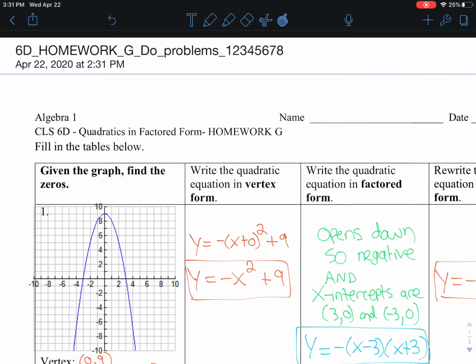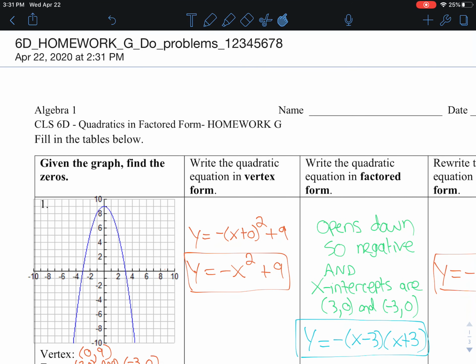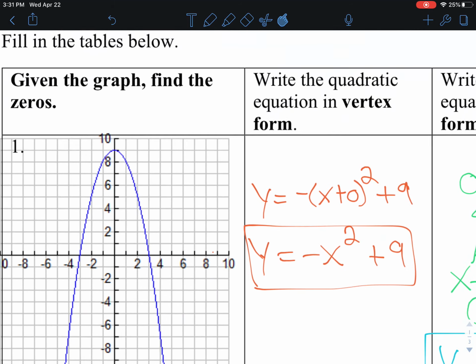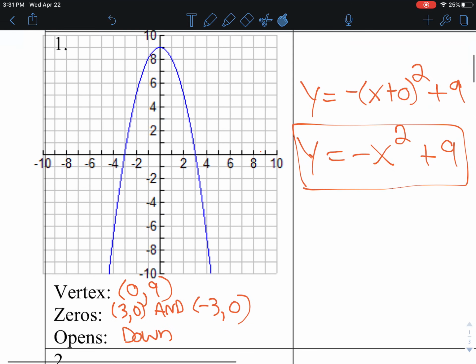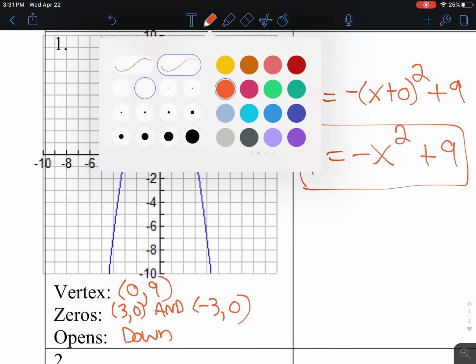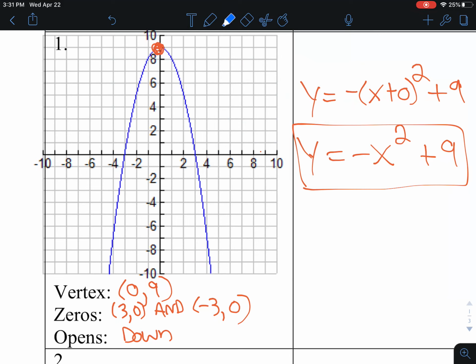And number one, again, you're given the graphs, and you have to write the quadratic equation in all three forms. So if you look here, the first thing you have to be able to recognize is the vertex. The vertex, again, is 0, 9, which is that point up there. My zeros, 3 and negative 3, are right here and here. That's how I know my zeros. And this is opening down because it is pointing down.